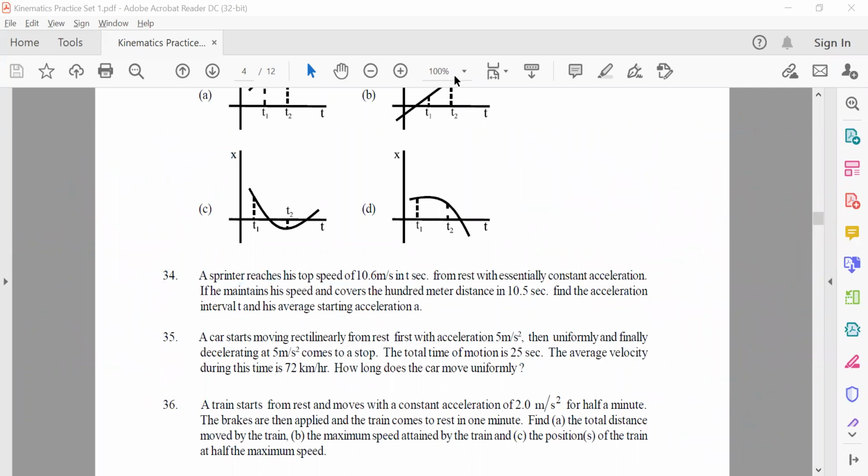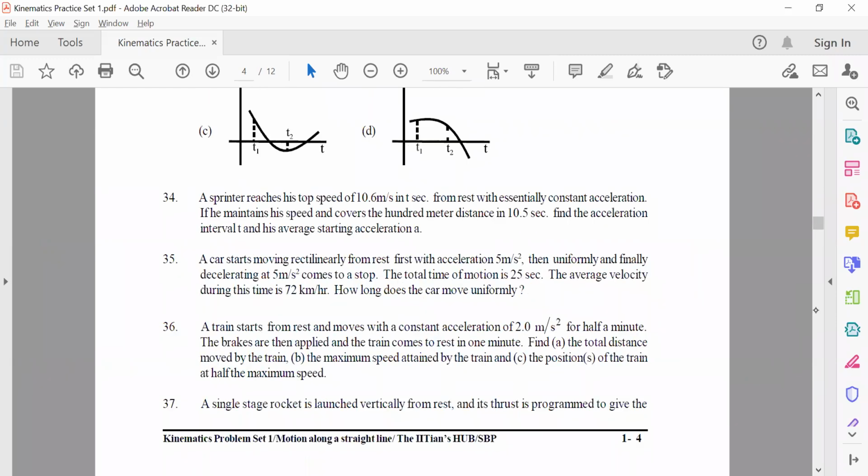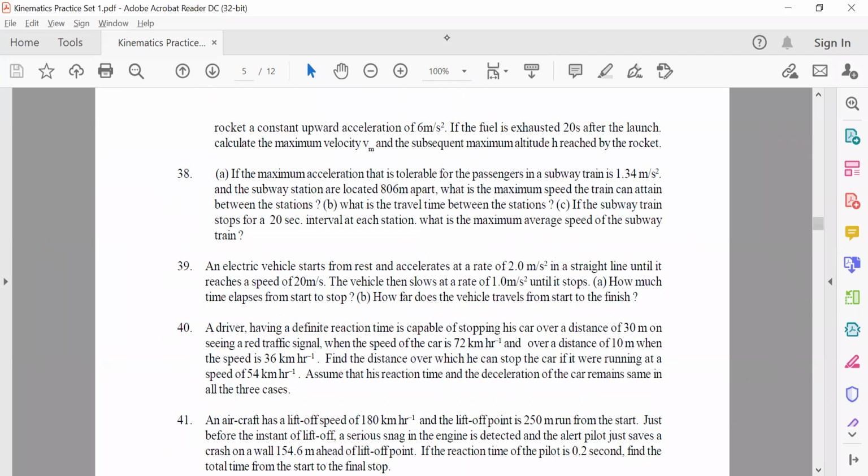Then I have question number 38 and 40. 38 from Kirti, 40 from Anirudh. So I'll discuss them, and then we'll move on to vertical motion. It will probably take about 20 minutes to discuss the theory concepts. Then we'll do some practice questions.